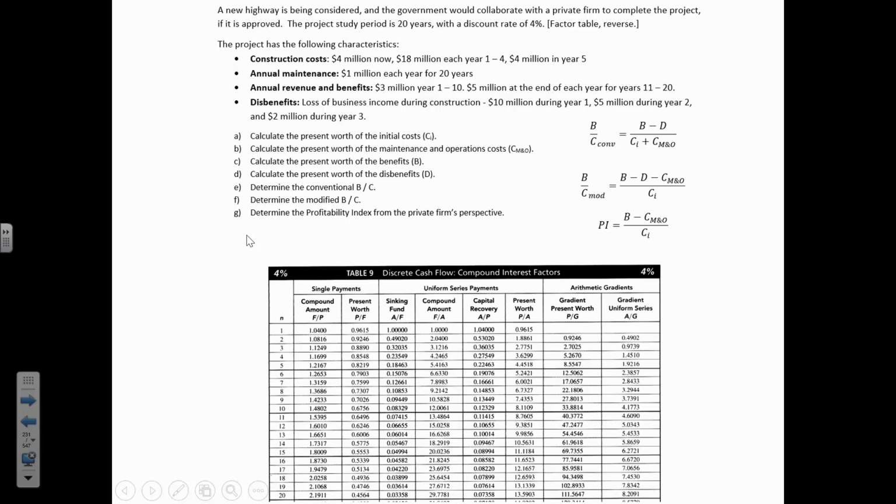So you're going to analyze the scenario of what if a new highway is going to be constructed. Well, it's proposed anyway. We get to decide if it's going to be constructed. We have to analyze whether or not it's justified.